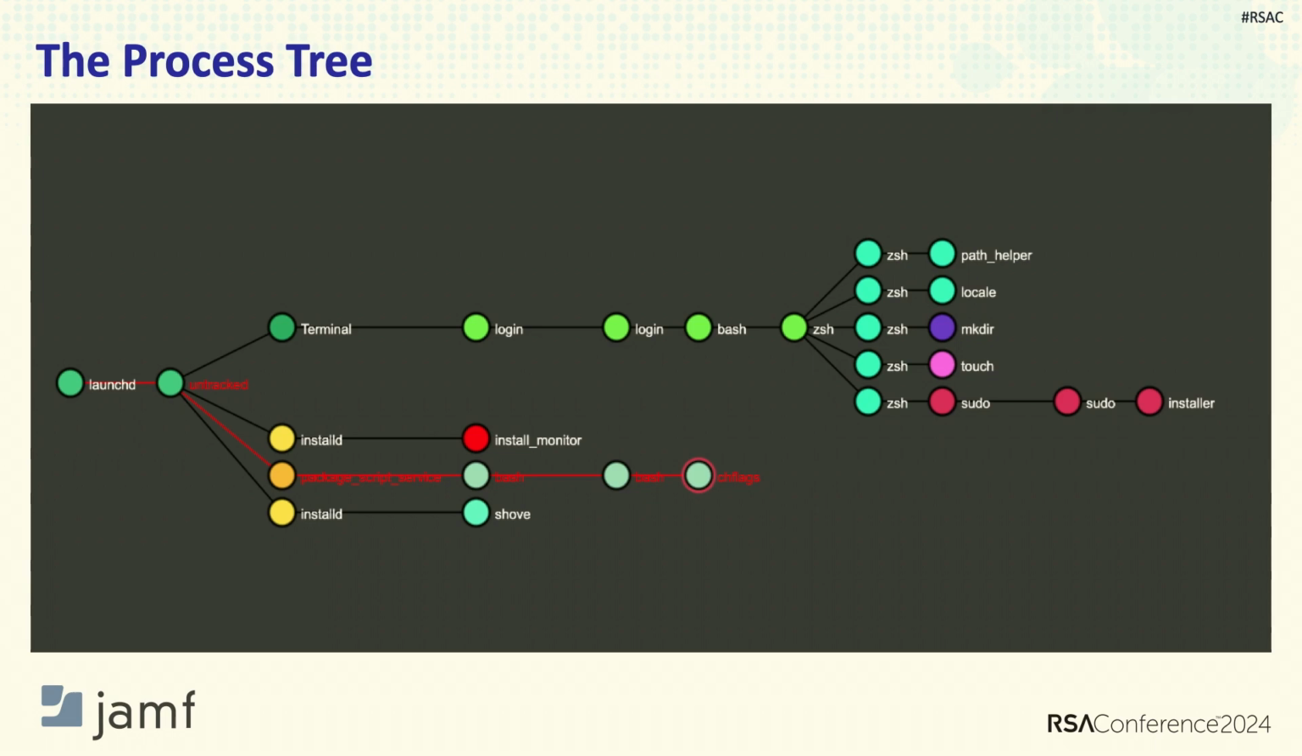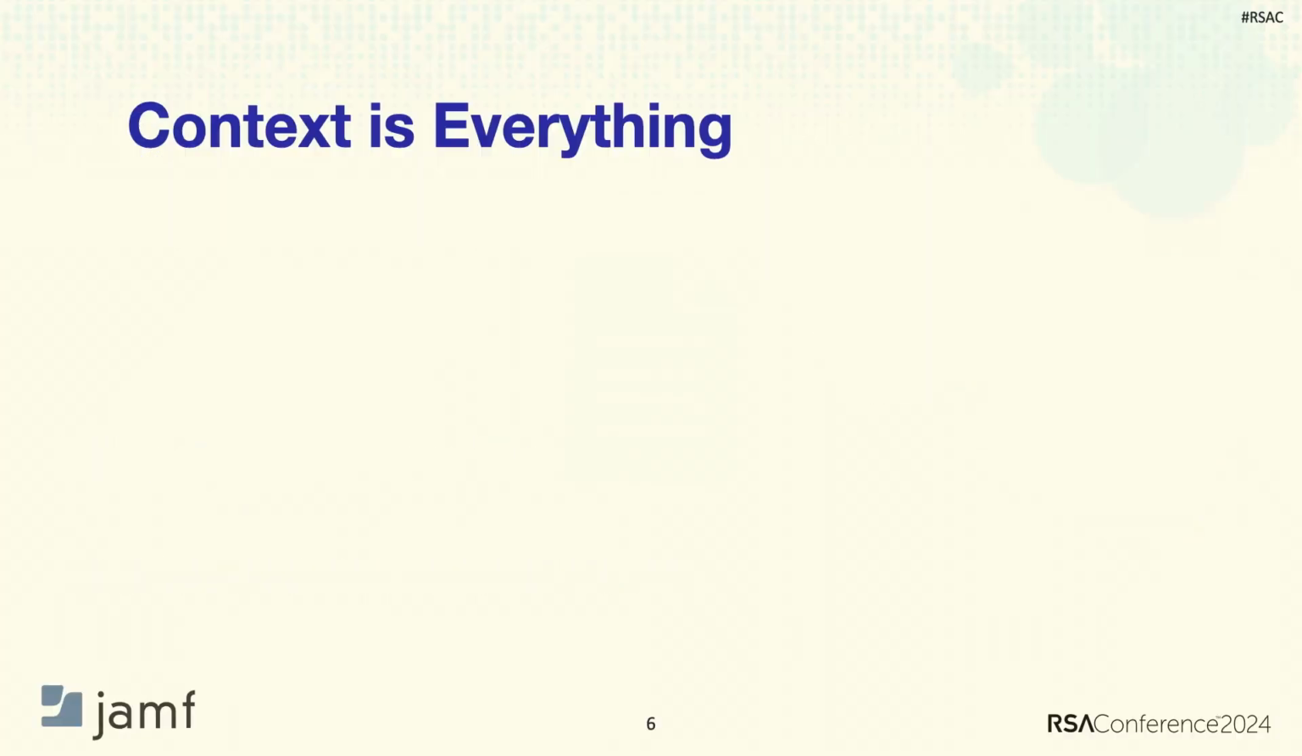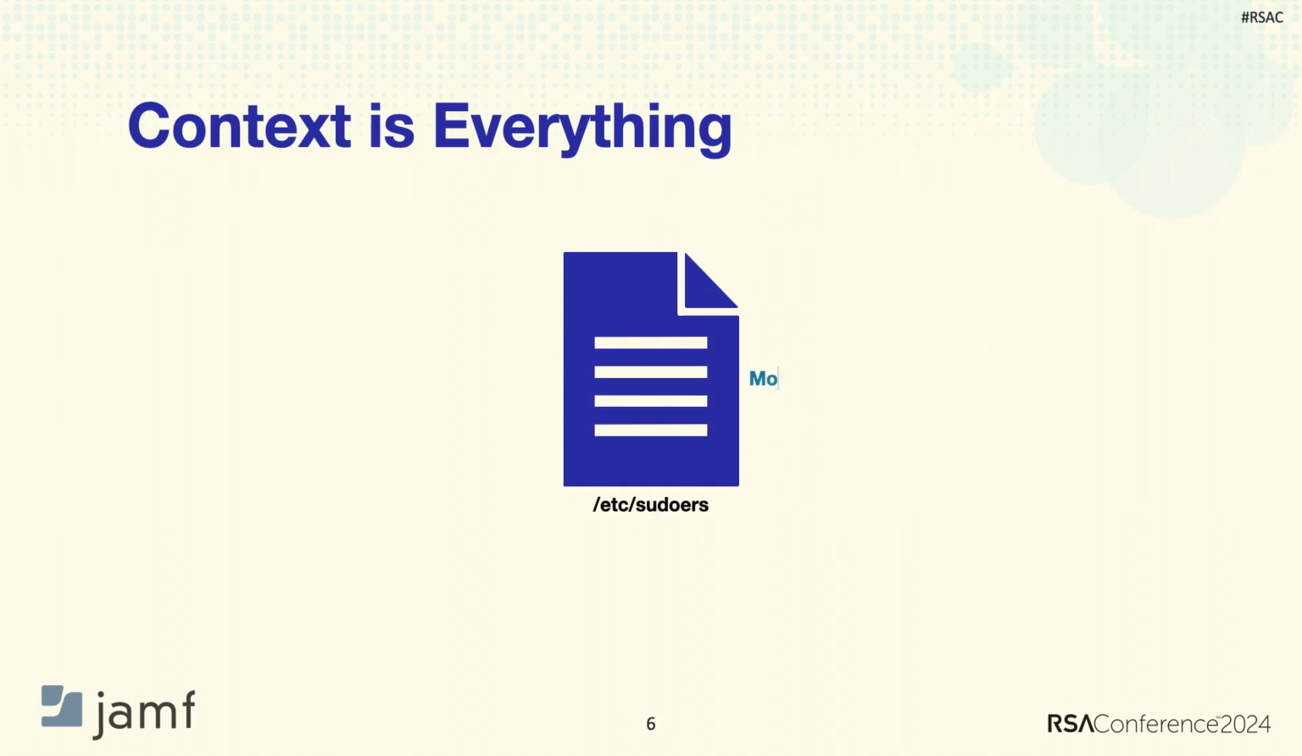Before we get into the tool itself, I just want to start with a bit of the problem statement on macOS and why we need this tool to begin with. The first portion of this talk could be a little bit dry because we're going to get into the details of the why, but we'll get into the usage of the tool in the second half. So what good is a tree? Defining the reason we need a tool.